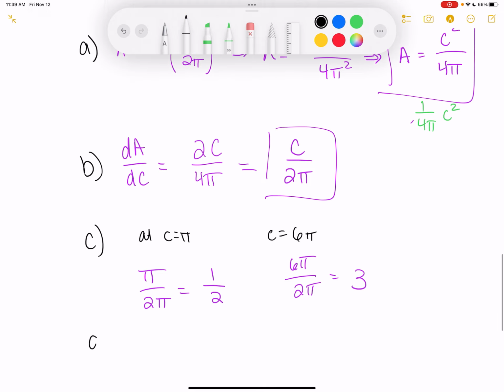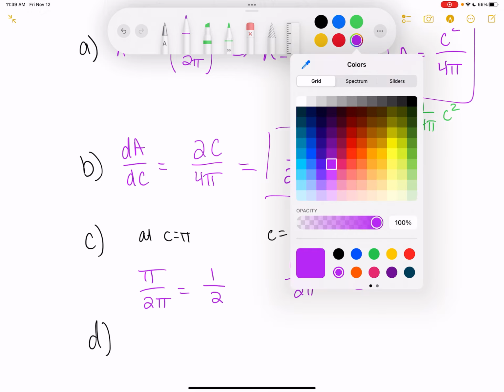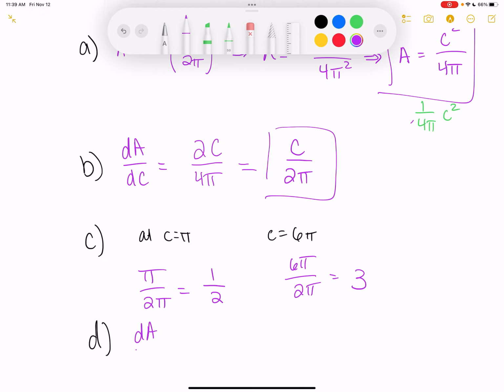And then D, the last part of this question, says, if C is measured in inches and A is measured in square inches, what units would be appropriate for dA/dC? dA over dC is equal to inches squared over inches, which would just simplify down to inches.